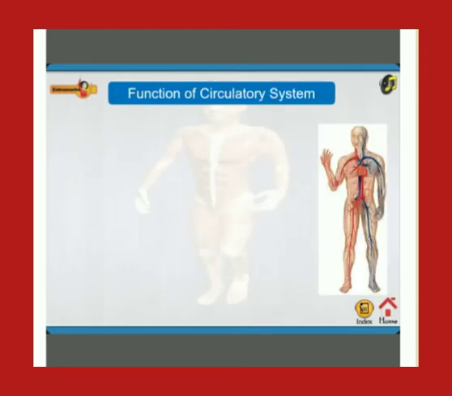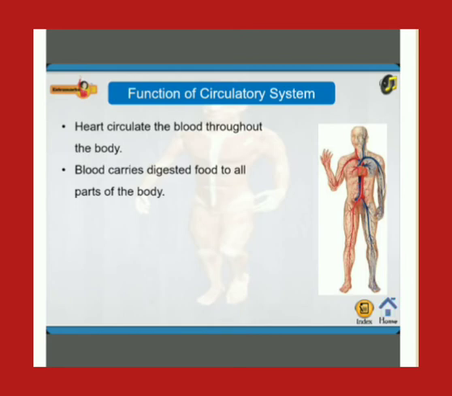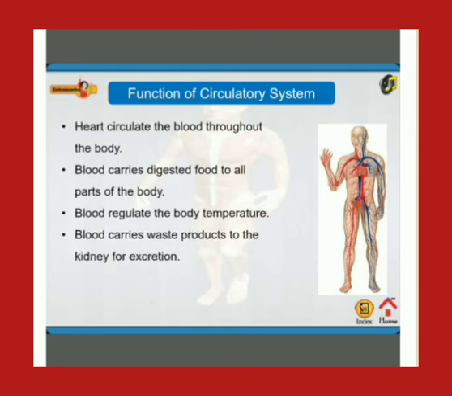Functions of the circulatory system: the heart circulates the blood throughout the body. Blood carries digested food to all parts of the body. Blood regulates the body temperature. Blood carries waste products to the kidney for excretion. Veins bring the impure blood to the heart from every part of the body.